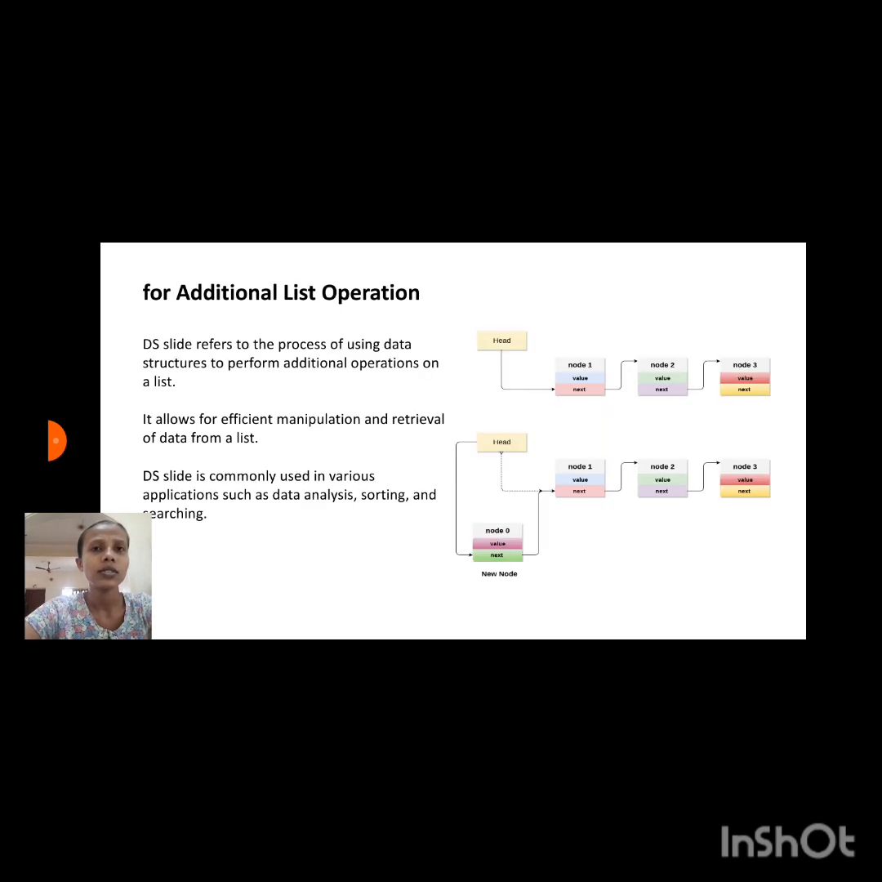In data structures, the additional list operation refers to the process of using a data structure to perform additional operations on a list. It allows for efficient manipulation and retrieval of data from a list. It is commonly used in various applications such as data analysis, sorting and searching.